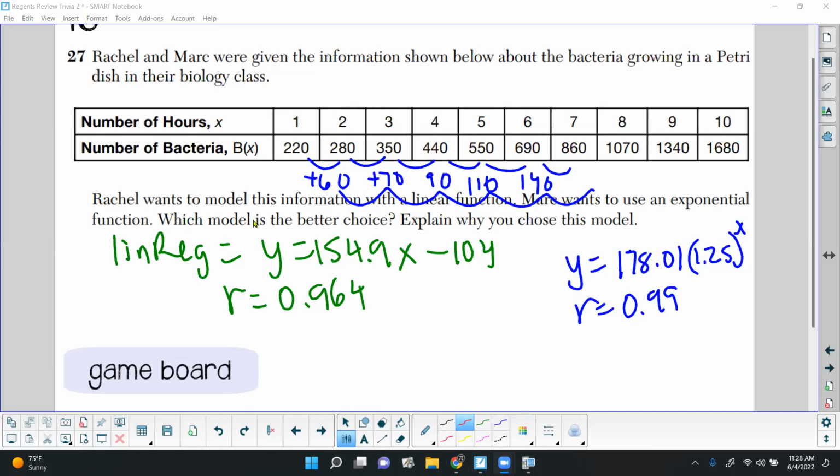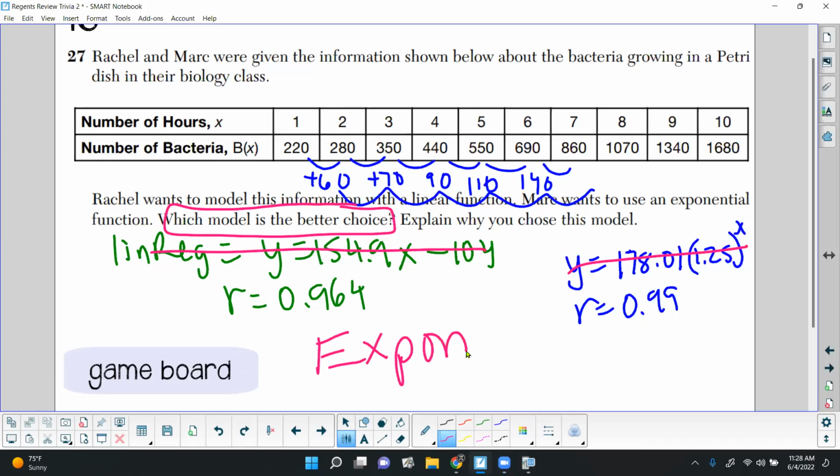But excellent answer, Grace. Thank you for typing that to me in the chat. The answer is, you have to answer two things here. You have to answer which model is better. You don't even have to write this on your paper. That was just me showing you what I was doing. You have to write that the exponential model is better and why you chose it. So Grace says she chose it because it has a stronger correlation coefficient, right? Its correlation is closer to 1.